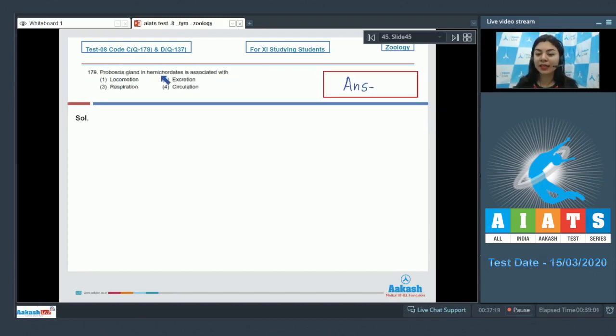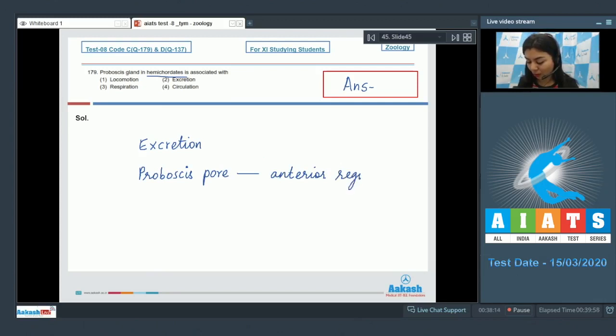Question 179. Proboscis gland in hemichordates is associated with locomotion, excretion, respiration, circulation. The proboscis gland seen in hemichordates is a gland associated with excretion, that is removal of nitrogenous waste. And this occurs with the help of proboscis pore. And this pore is present in the anterior region of proboscis gland. Thus, the right answer would be option number 2, excretion. And locomotion, respiration, circulation would be incorrect. The correct answer is 2.